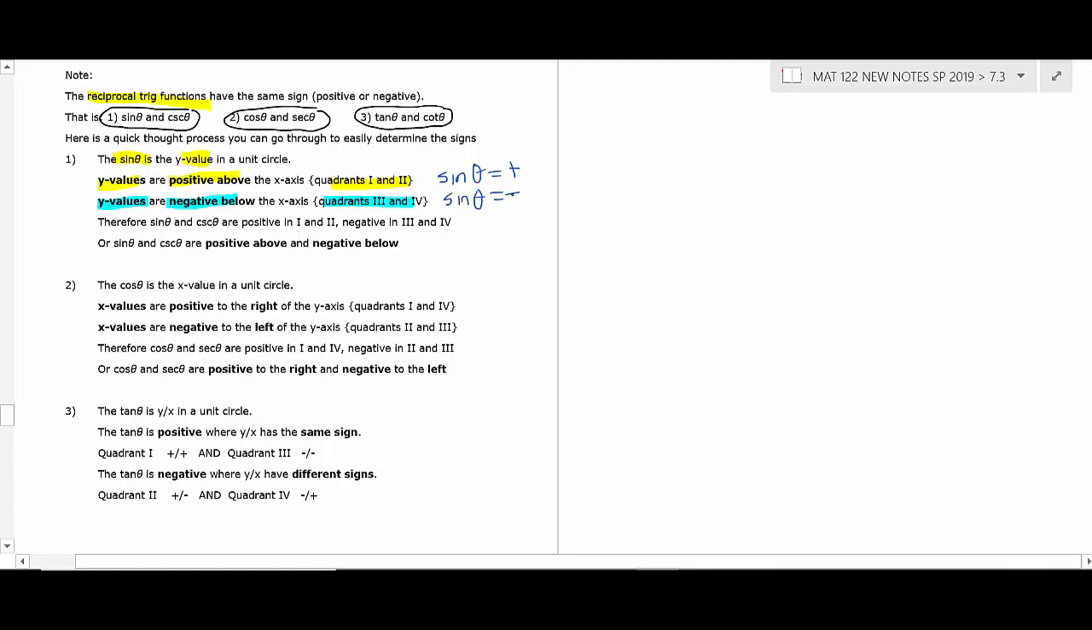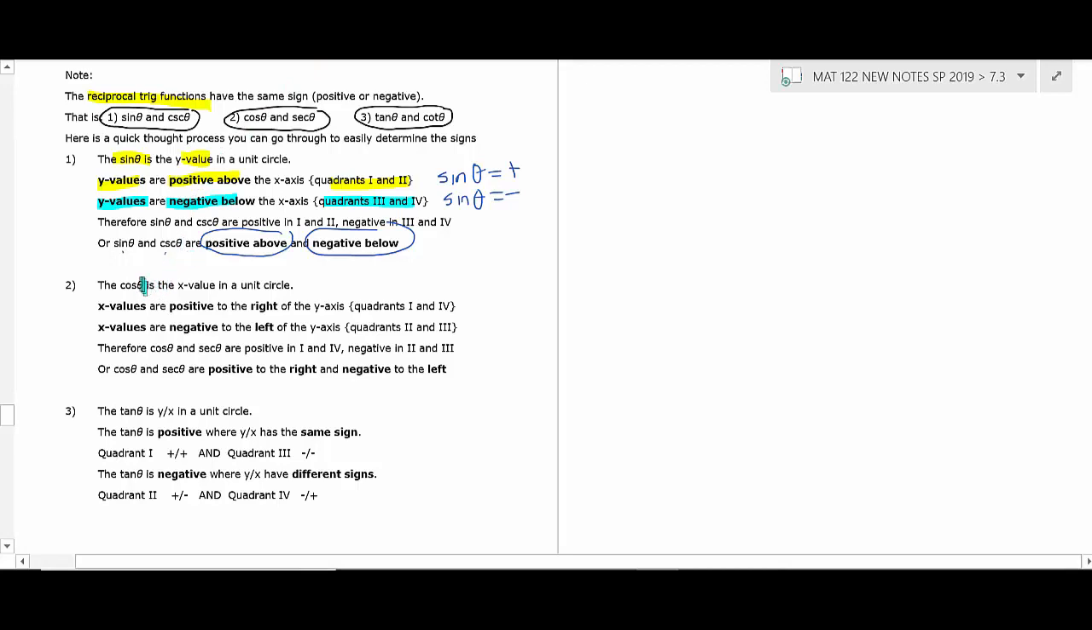I just think of, okay, the sine is positive above, negative below, because it's a y value. Okay, and that's what I kind of summarized here. Sine and cosecant are positive above the x-axis, negative below. And I do that real fast in my head, and then I know what those values are.